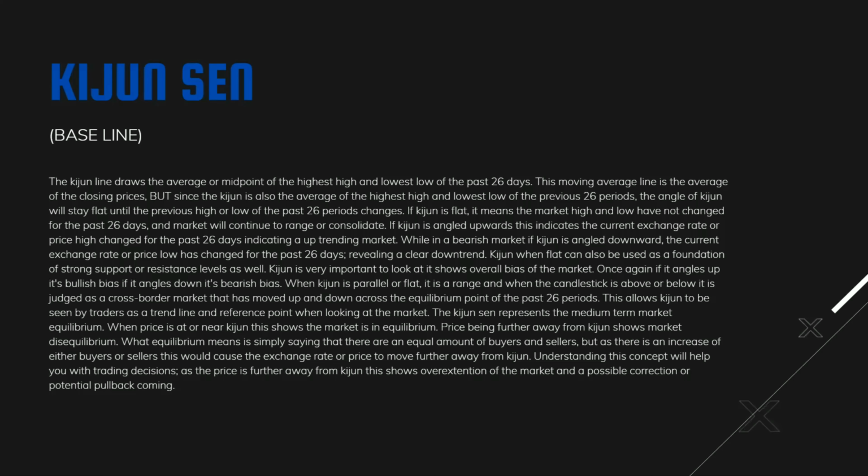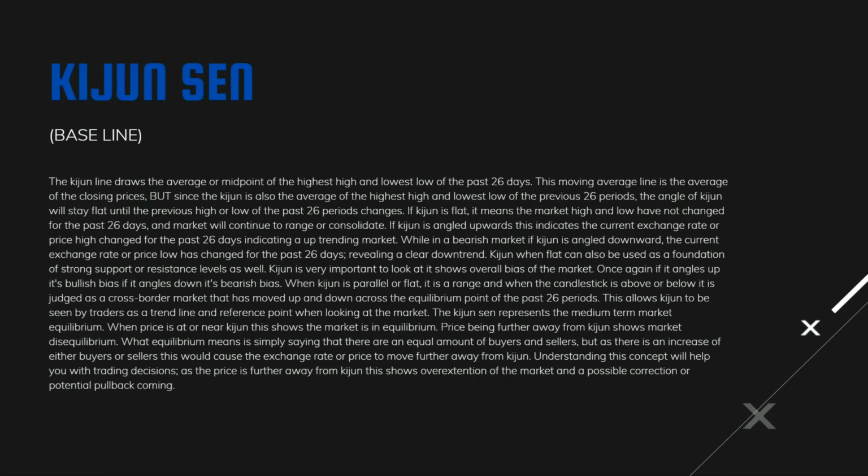The Kijun Sen represents the medium-term market equilibrium. When price is at or near Kijun, this shows the market is in equilibrium. Price being further away from Kijun shows market disequilibrium. What equilibrium means is simply that there are an equal amount of buyers and sellers. But as there is an increase of either buyers or sellers, this would cause the exchange rate or the price to move further away from Kijun. Understanding this concept will help you with your trading decisions.